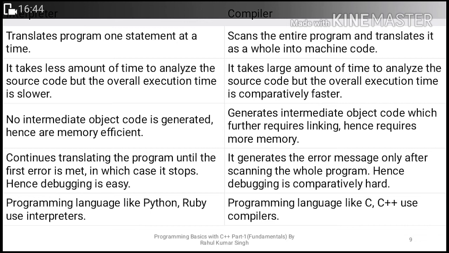And some interpreter based programming languages are Python and Ruby. Python is an interpreter based programming language. Ruby is there. Compiler based ones like C++ are compiler based. Java uses both, compiler as well as interpreter. First they use the compiler to convert the source code into byte code, and then they run the byte code through the interpreter.